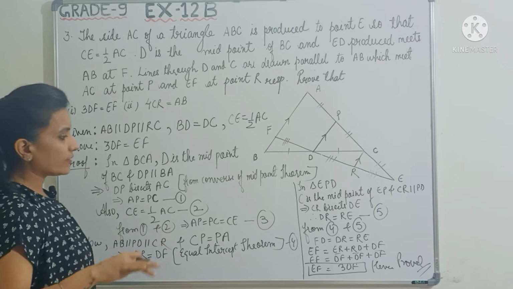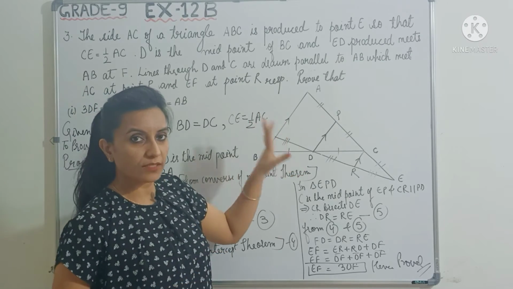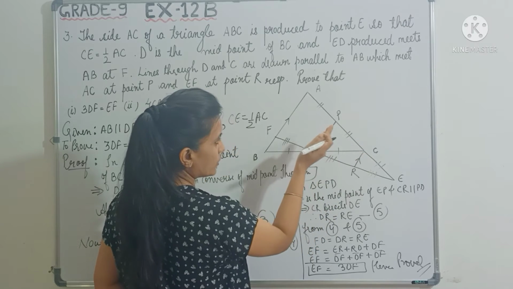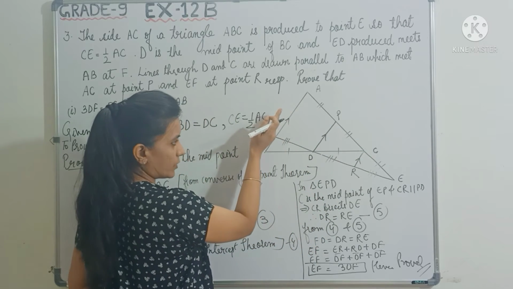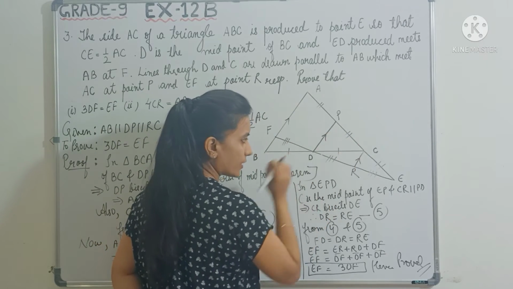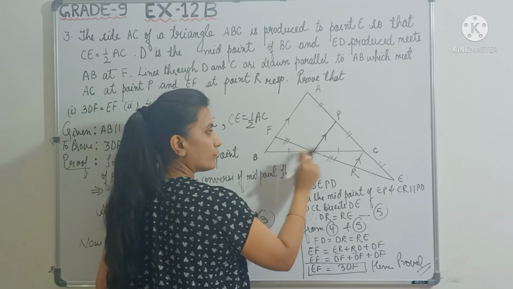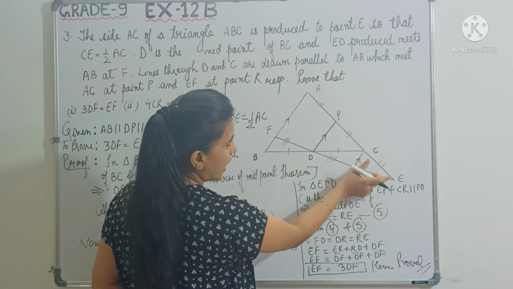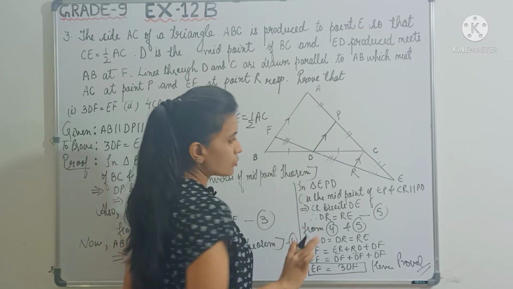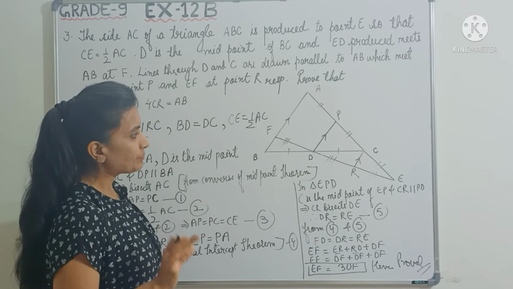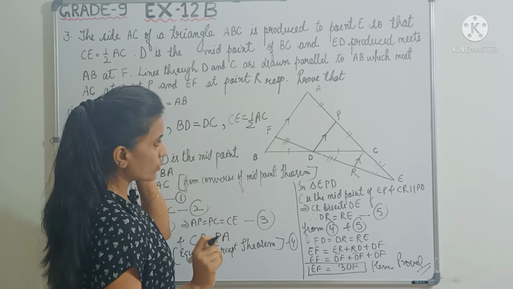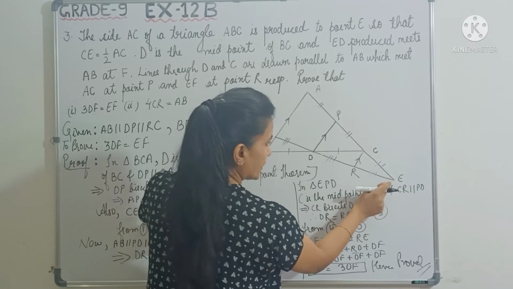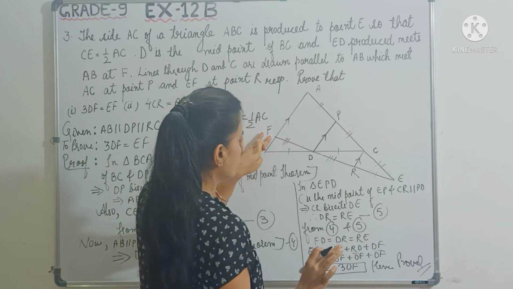So we can quickly recap everything. What was given in the question? It was given that RC is parallel to DP is parallel to AD. So three parallel lines were given, right? D is the midpoint of BC, and CE is equal to half of AC. So this much was given. Now what do you have to show? You have to show that 3DF is equal to FE. This is what you have to show.